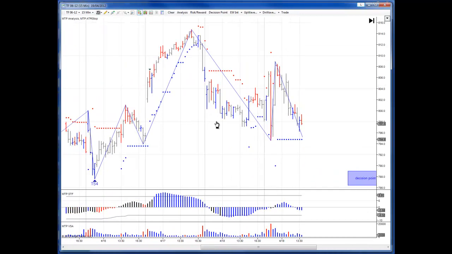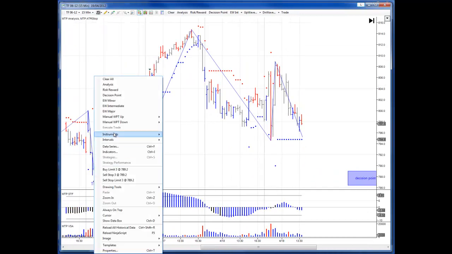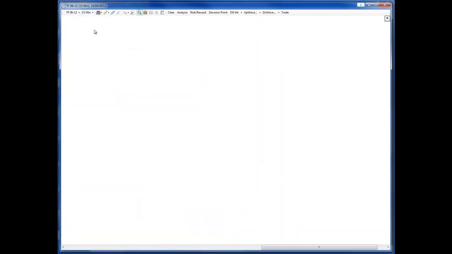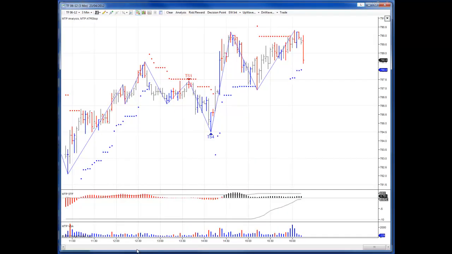In fact, we were coming off that low there, weren't we, on the Russell Index? Put the DP on, and there's the decision point coming in support there. So exactly the same as we have in our standalone version. So no matter whether you use the RT add-ons for NinjaTrader or whether you use the standalone versions, the techniques are exactly the same.